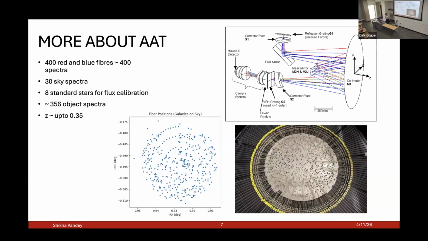A little more about AAT here. It has about 400 fibers, with 30 sky spectra right now in the data that we have, 8 standard stars for flux calibration, and about 356 object spectra, that is galaxies. I've done redshift measurements, and the redshift of our spectra goes up to 0.35. This one fiber is just one spectrum, and there are about 356 object spectra in one field. So that's about 10,000 spectra that we're going to look at right now.